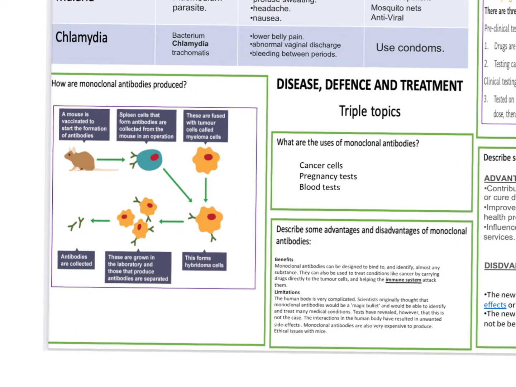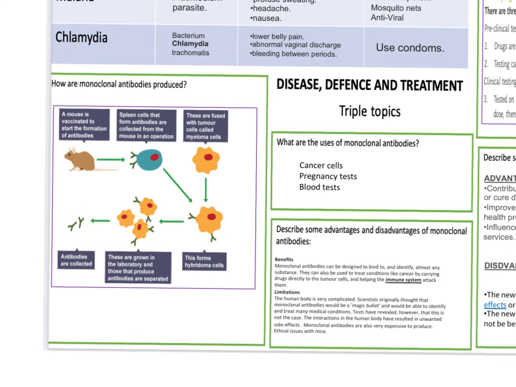Moving on down then to look at what monoclonal antibodies are. The mouse is vaccinated to start the formation of antibodies. Okay, antibodies for a mouse are made in the spleen, so you then basically take the spleen cells out in an operation. These spleen cells are then fused with tumour cells, and that forms something called a hybridoma. These hybridomas then undergo uncontrolled cell mitosis, and then the antibodies are collected.